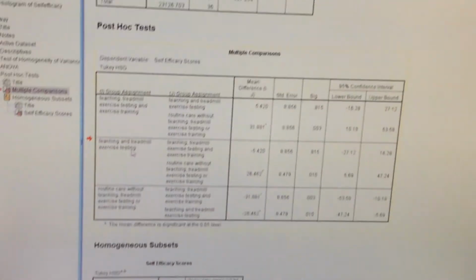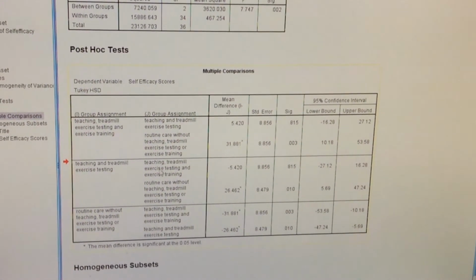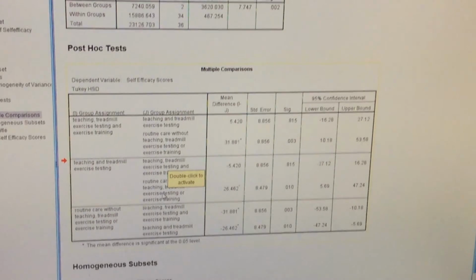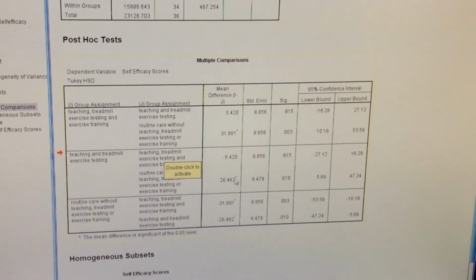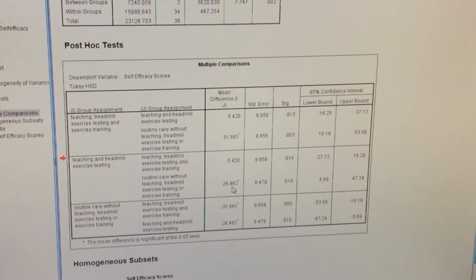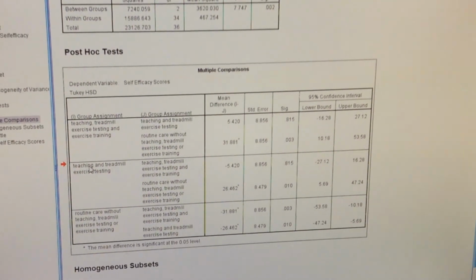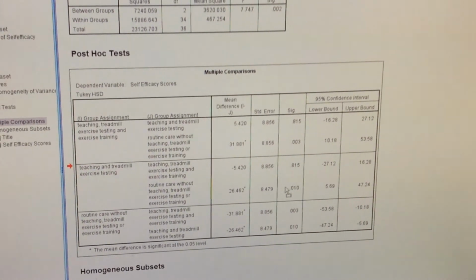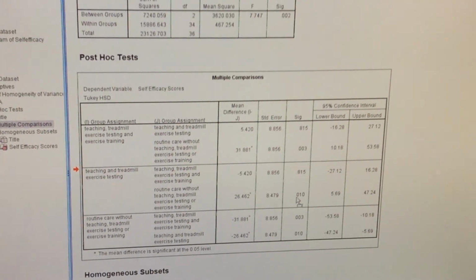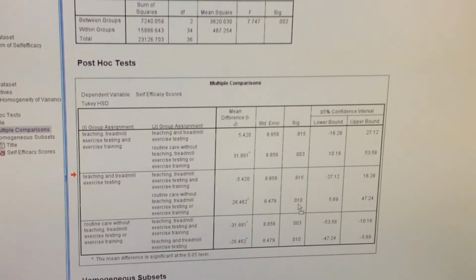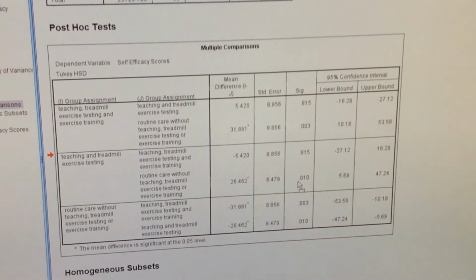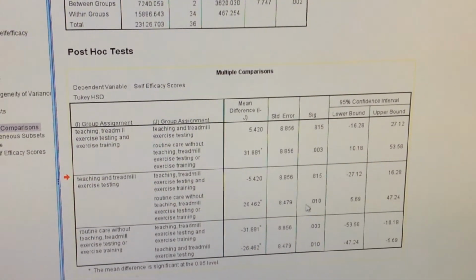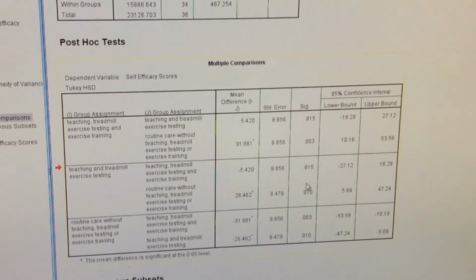Then if you go to the next one, you're comparing groups 2 to 1. We've already done that up here, 1 to 2. But now we get groups 2 and 3 compared. So here we see the mean difference is 26.462. Again, it's a positive number. Group 2 must be higher in self-efficacy than group 3. However, this is not statistically significant. Oh, it is. Sorry. I was thinking it was 0.1. It is a significant difference. It is statistically significant because it's less than 0.05. Okay?